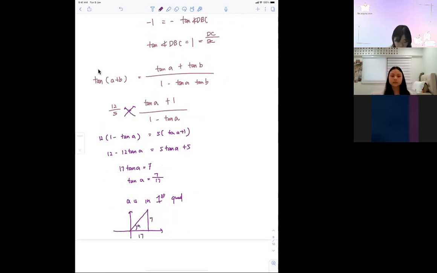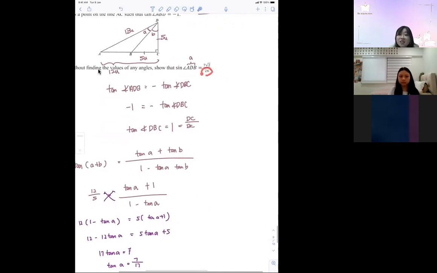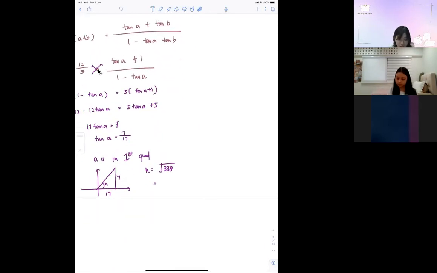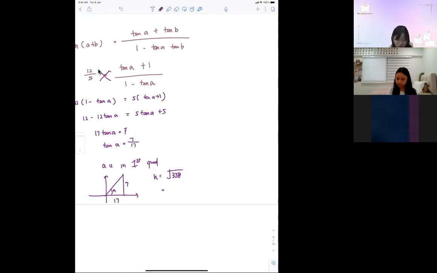Tangent is opposite over adjacent. 17 squared plus 7 squared, square root. So your hypotenuse is square root 338. You can play cheat a bit. Can you see here? They give you 26. You take 338 divided by 26, you will get 13. So 338 is 26 times 13, which is 2 times 13 squared. So you take out one pair, it is 13 square root 2.